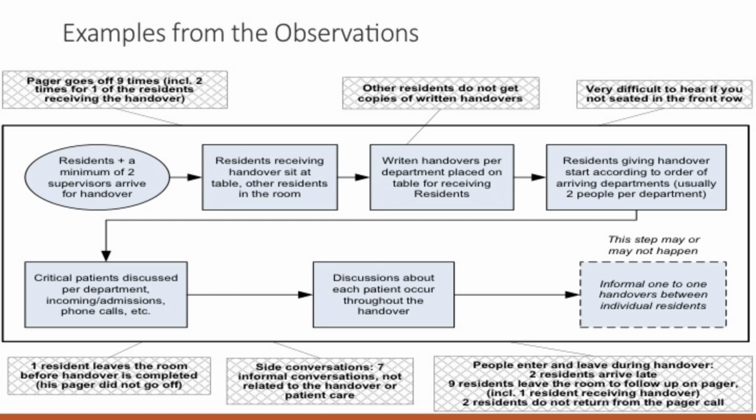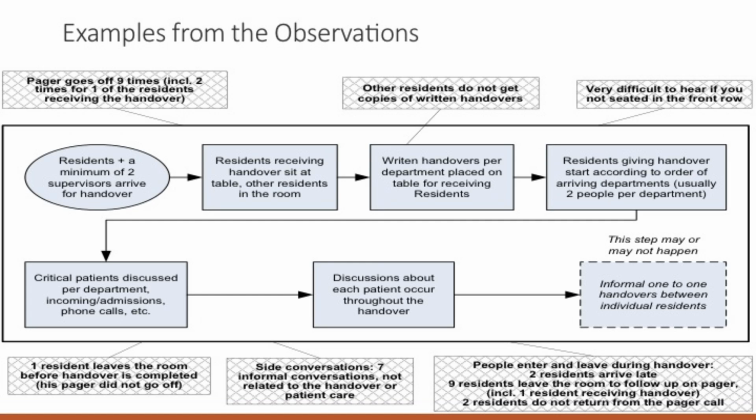And then with the third step in the process, written handovers per department placed on the table for the receiving residents, we noted that other residents do not get copies of the written handovers. So these were just things that we observed about the process that was in place. Then once we created this document, we could share it with the entire group to help generate ideas for improvement.